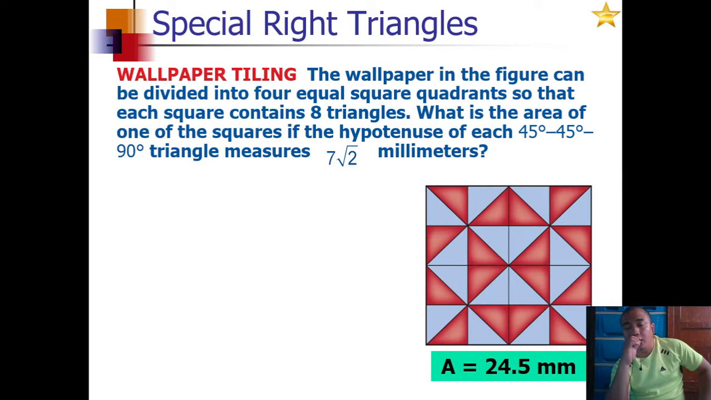Seven times 7, 49. Wait, what is the area of one of the squares of the hypotenuse? Is it 49? Dapat, no? Kasi yung area na yan, 24.5, that means that's the area of the right triangle. Kasi ang tinatanong dito, area of the squares. Yun. S square is the formula in finding the area of the square. So, if this is 7, 7 times 7 is 49 millimeters squared.